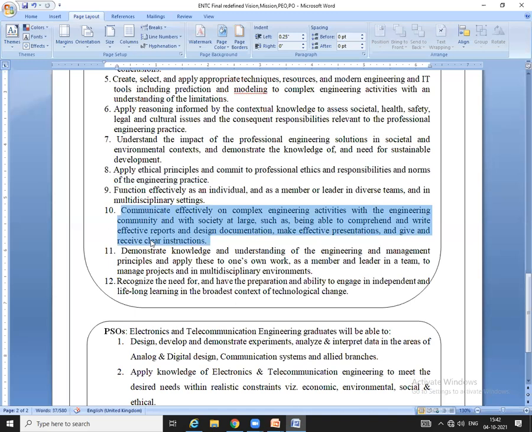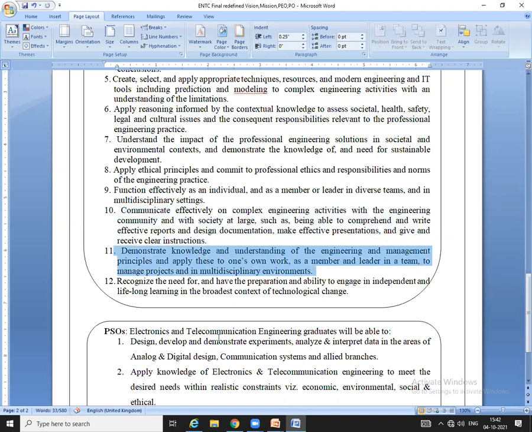Because many times we have the work, but we cannot express or ask in an efficient way. And the opposite party doesn't understand what exactly you needed. And at that time you will not get the expected result or the help. So giving and receiving clear instructions is very important, and that is possible with communication skill.